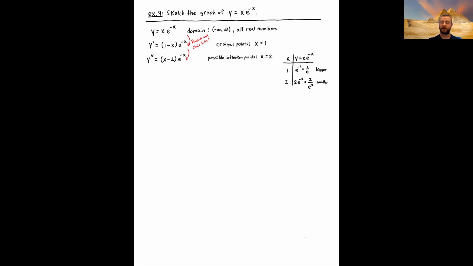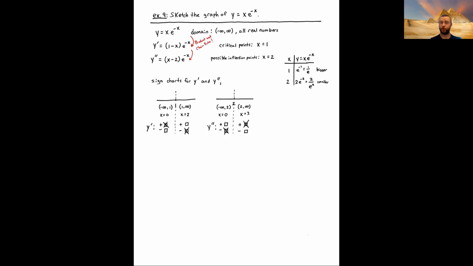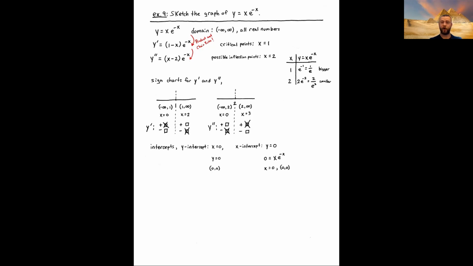All right, we can move on to our sign charts for first and second derivatives. Here, they're rather simple since there's only a single critical point and a single possible inflection point. So our sign charts look rather simple. There's only one cutting or splitting of the domain, or x-axis. We can move on to the intercepts. And what we find here is that, again, (0, 0) is simultaneously the x and y intercept.